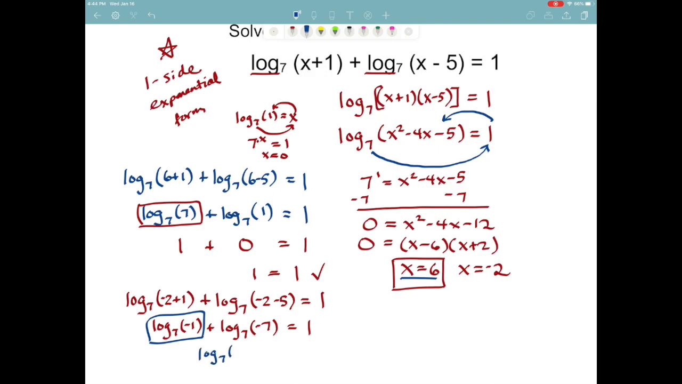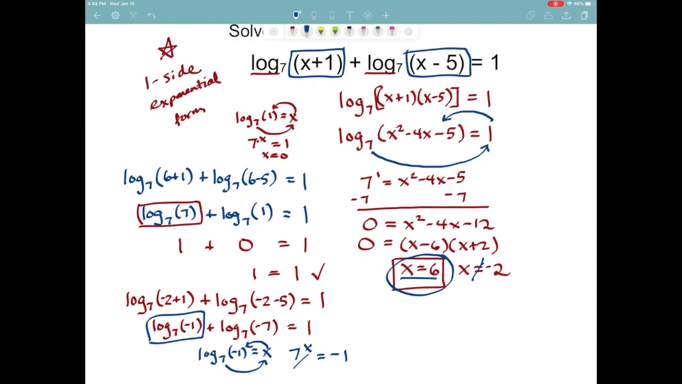Log base 7 of negative 1. If we set that equal to x and go through it here, that would be saying 7 to the power of x equals negative 1. Well, there is no value that we could plug in for x, where we multiply 7 times itself or divide it by itself, to be able to get a negative number. So you will never ever be able to have negative numbers in here for your values. Okay, so in this case, this is an extraneous solution, and our only answer is x equals 6.